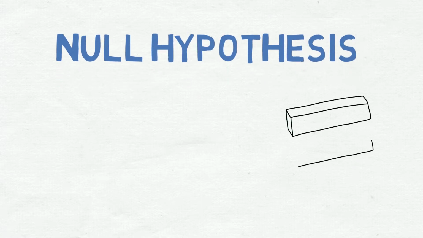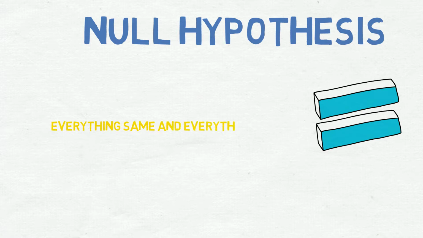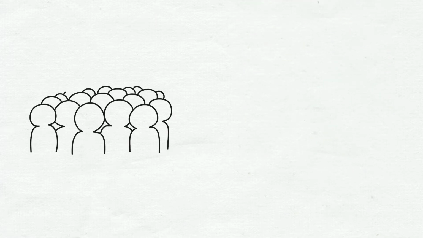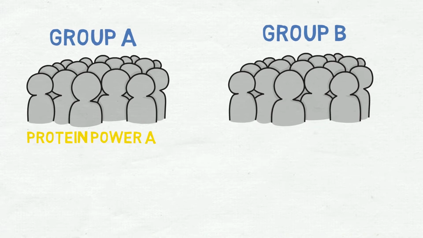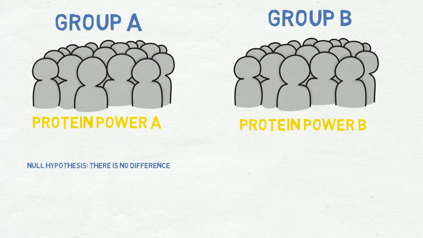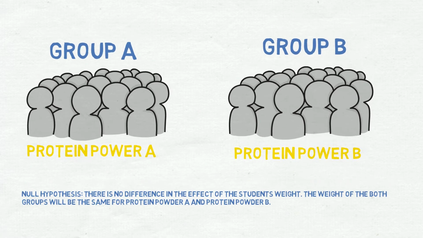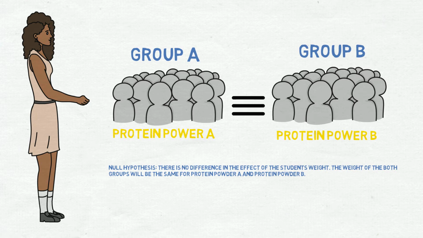The null hypothesis is the hypothesis that treats everything same, everything equal. Let's take an example from Swetha's classmate. There are two groups, Group A and Group B. They both are fed with the different protein powders, protein powder A and protein powder B. So here the null hypothesis will be there is no difference in the effect of their weight increased for the group A and B. The weights will be the same for the protein powder A and protein powder B. I think now Swetha is clear about the null hypothesis.